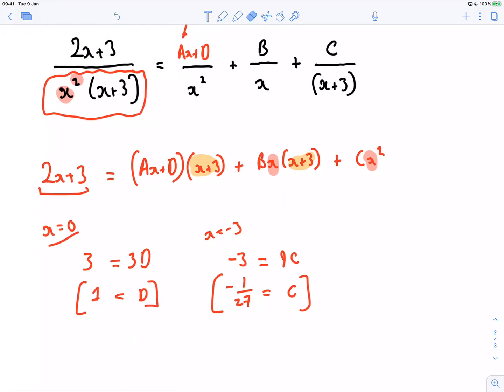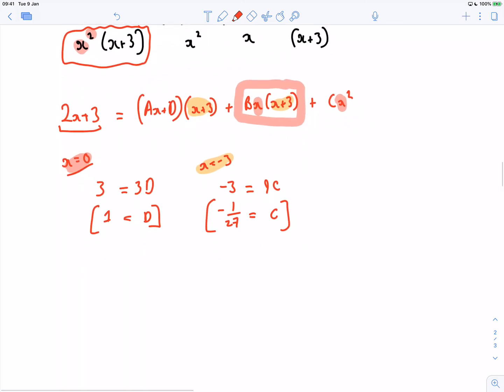Okay, now here's the deal. This is when x is minus 3. This is when x is 0. Can you spot that because this b has a shared factor of x's and x plus 3's, there isn't going to be a substitution to eliminate just for b. So we're stuck. So unfortunately, we're going to have to now abandon the substitution method and go over to comparing coefficients. But at least it's a little bit easier now.